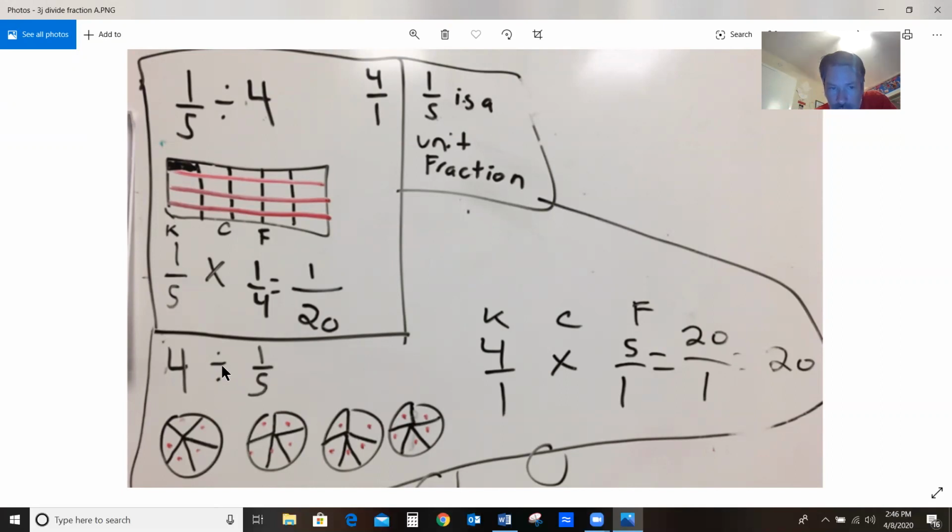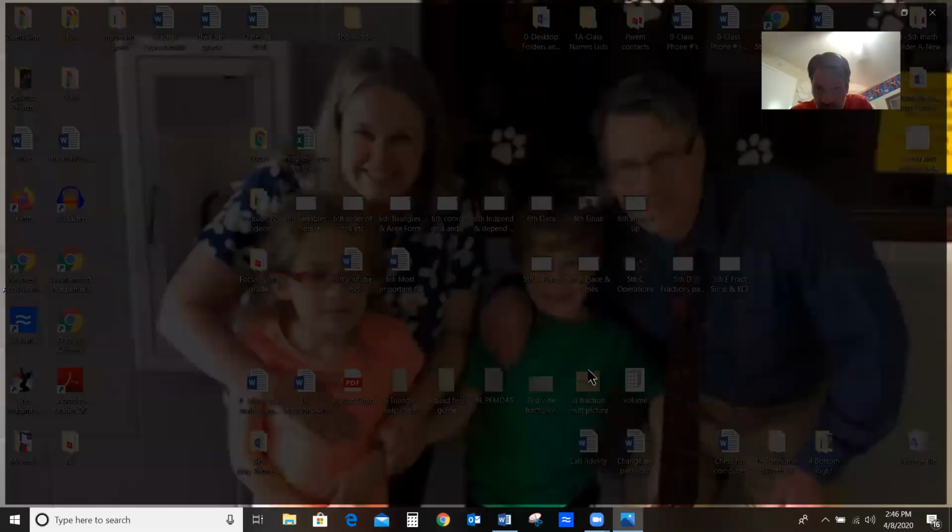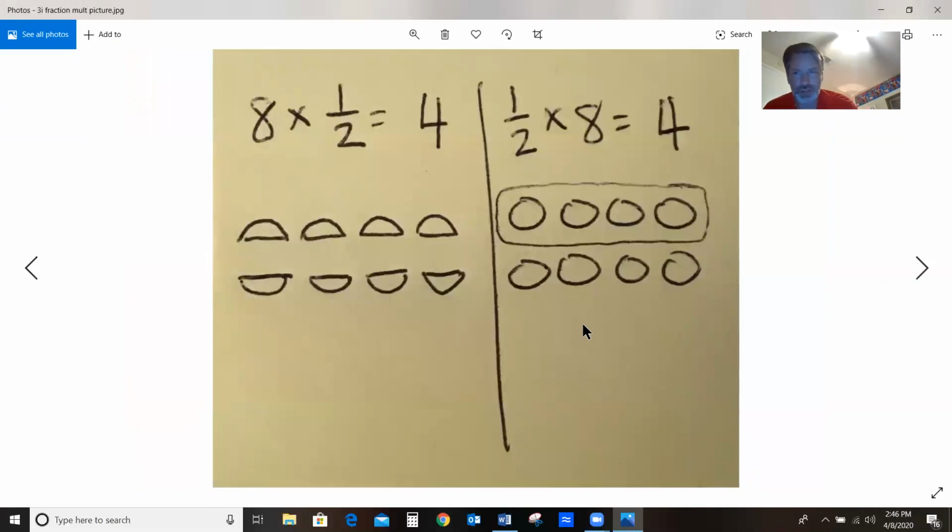4 over 1 divided by 1/5. Well, you keep the 4 over 1 times 5 over 1, and you keep, change, flip, you get 20 over 1 equals 20. That's how you do it. Now there's another picture to show you, and then we are totally done with this for now. There's other fraction stuff to show you, but let's just stick with this. This is most of it.